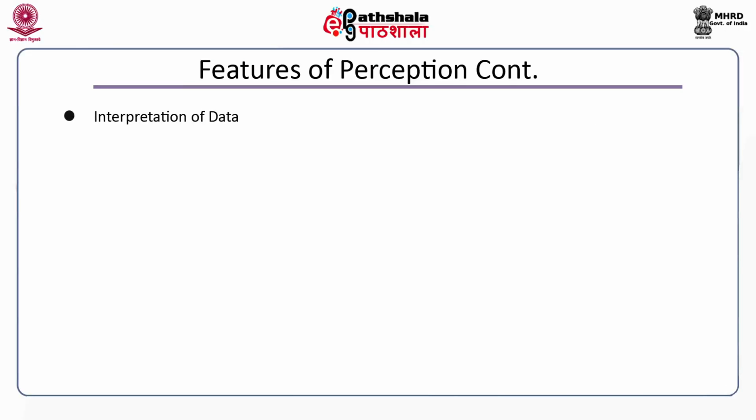Interpretation of data. It means to interpret the sensory data. Sensation engages in finding out whether the stimulus is present or not. However, perception engages in comprehending the stimulus. For example, if we see something for the first time, then it is a visual image for us, but our sensory organ like the brain interprets that thing and then we understand it. That understanding is called perception.